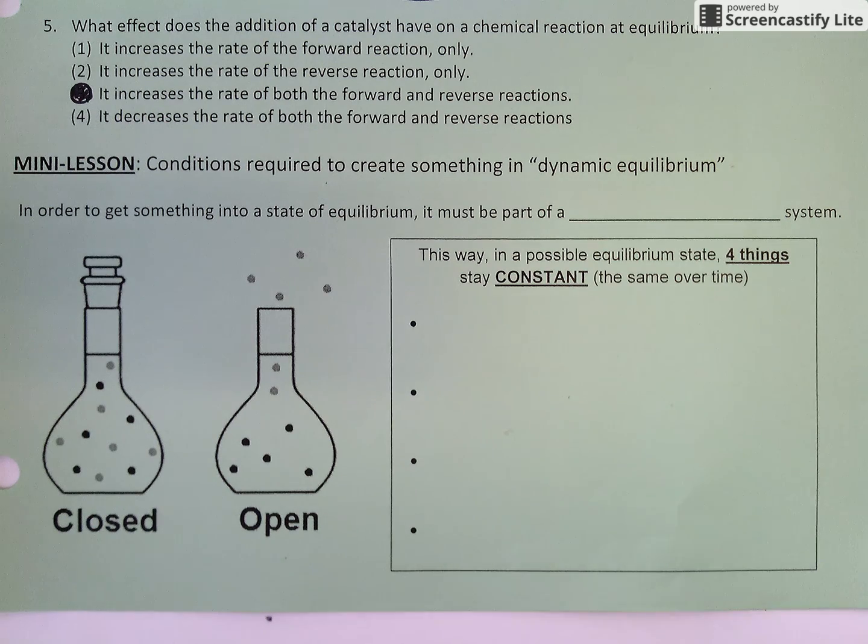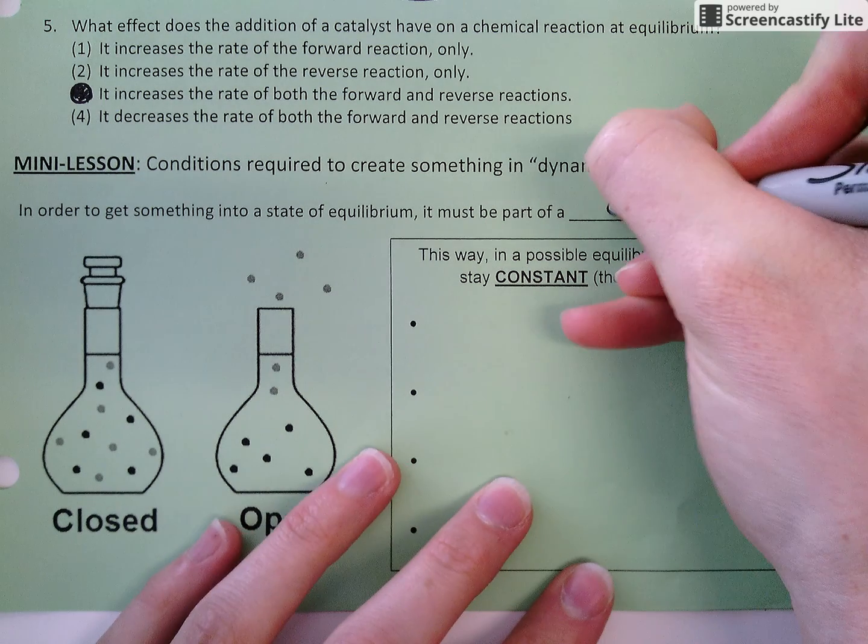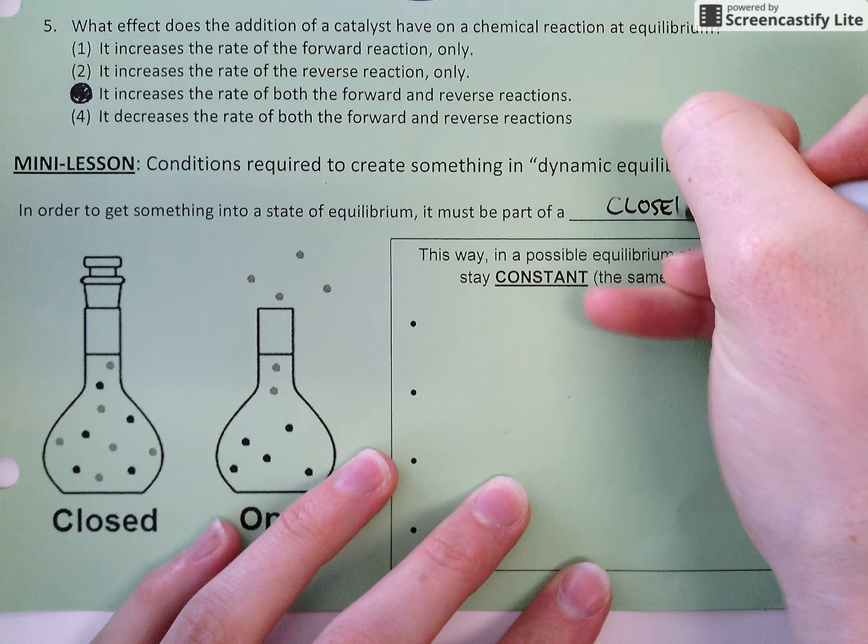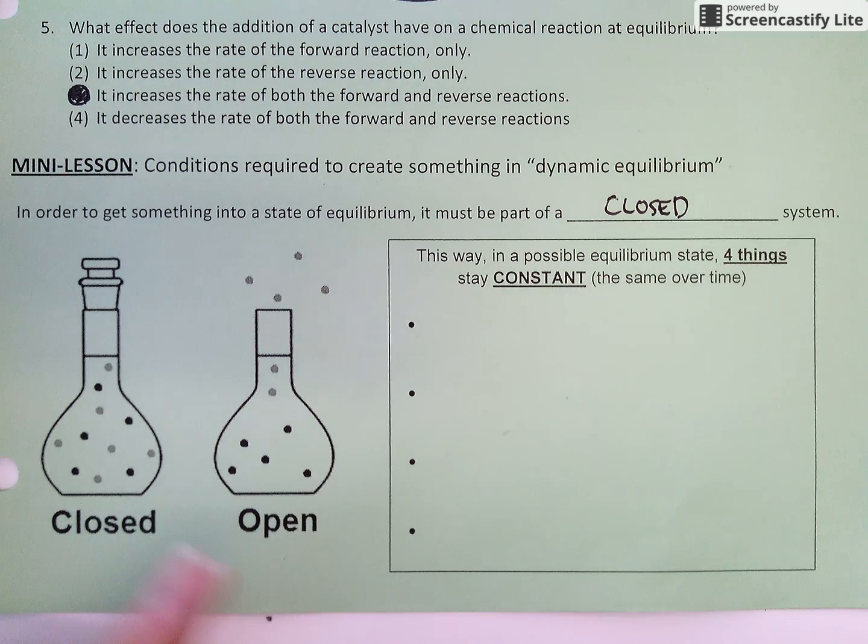All right, well, I'm going to jump ahead to the mini lesson where we're going to really think about what it means to be in dynamic equilibrium and how we can change what equilibrium looks like for a reaction. So in order to get something into equilibrium in the first place, you better be part of a closed system. And you can see there that there are two drawings representing both a closed and open system.